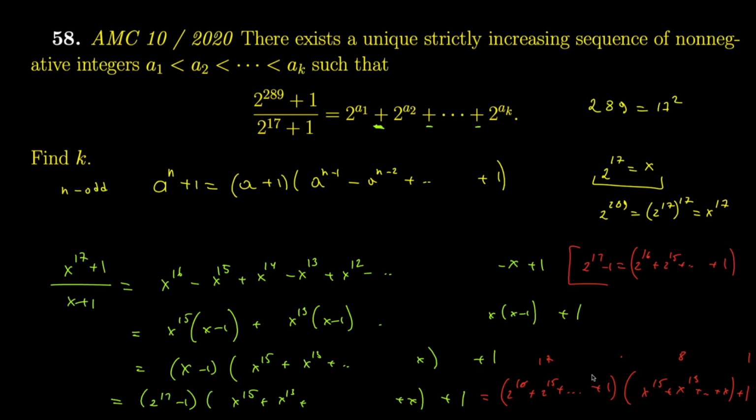So how many terms do we have? In total, in this expression, we have 17 times 8 plus 1 terms. So that gives me 137 terms. So basically it's asking for k, and k is the number of terms. So that's 137 terms.